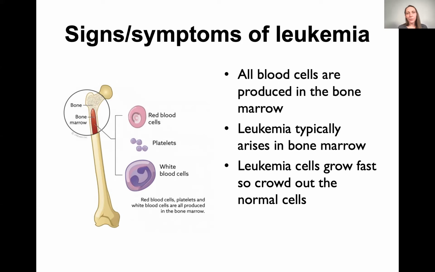So the signs and symptoms of leukemia develop because, as I said earlier, all blood cells are made in the bone marrow. And that includes normal blood cells, but also leukemia cells. So when the leukemia cells start to grow there, they grow so fast that they just crowd out all the other normal cells, leading to a reduction in the number of normal cells you're able to produce. And that's what causes the symptoms of leukemia.